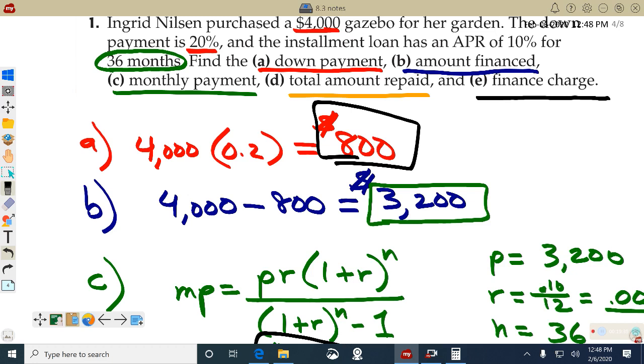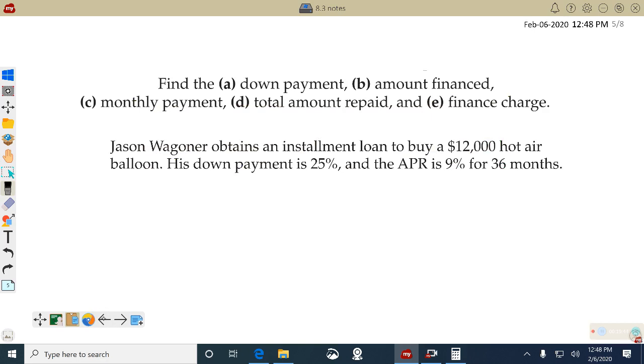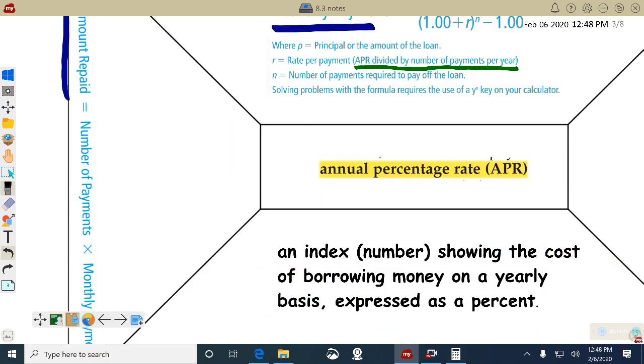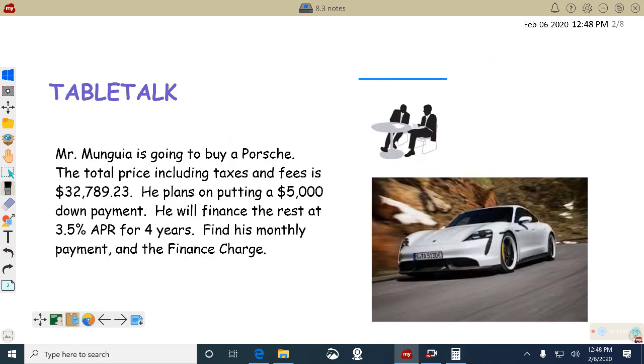I'm going to put you guys in groups of 2. You're going to calculate how much I pay for a Porsche. It's right here, with the easel board, marker, and eraser. Munguia is going to buy a Porsche. The total price, including taxes and fees, is $32,789. He plans on putting 5% down payment because he doesn't have all the cash right now. He will finance the rest at 3.5% APR for 4 years. In other words, I want to pay this car off in 4 years. Find my monthly payment and the finance charge. Remember, what does a bank make off of me? That's the finance charge.